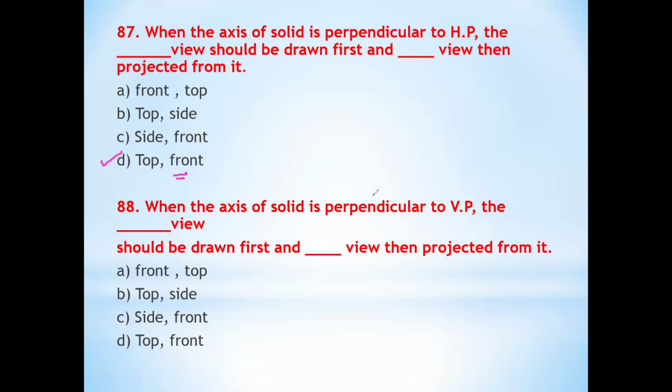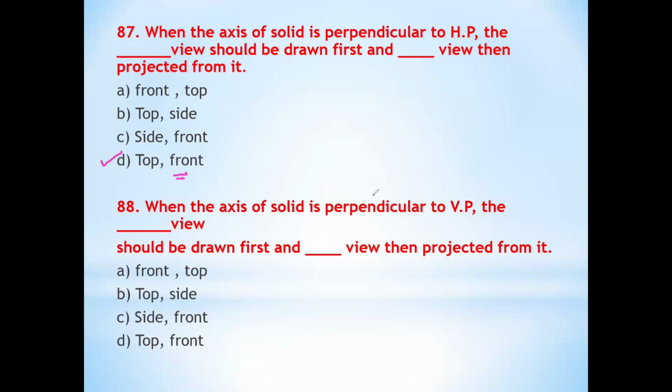So it's now very clear that if it is perpendicular to VP, that means first of all we need to draw the front view. Again, if I take the example of a cylinder, if its axis is perpendicular to VP, then the front view we get will be a circle. That means first of all we need to draw a circle, so we get it in the front view, and then you are going to draw its top view.